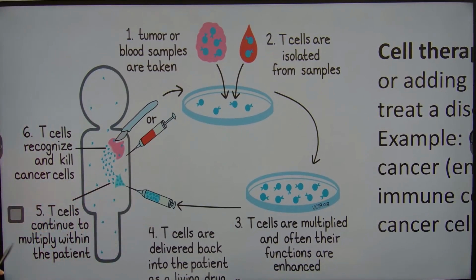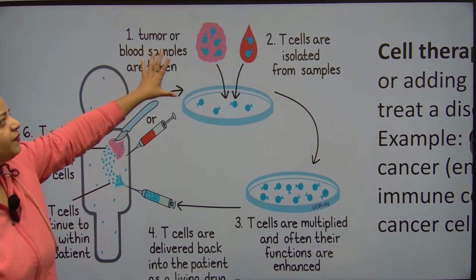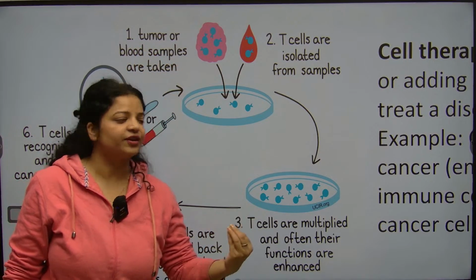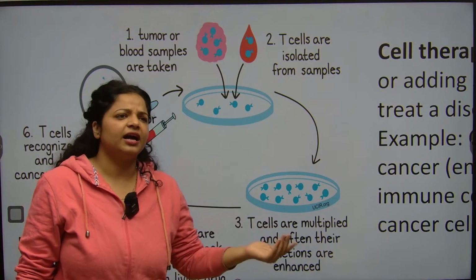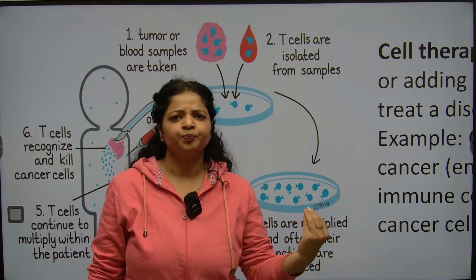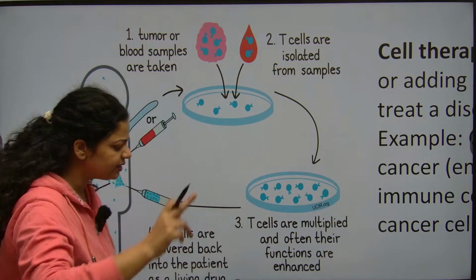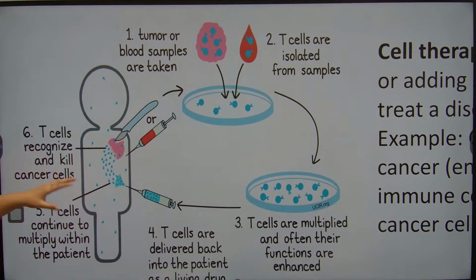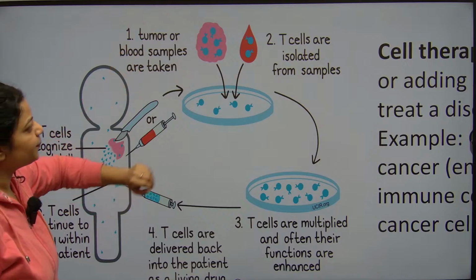Let's say someone is having some kind of problem in the body. Now what will they do? A tumor or blood sample is taken. Let's say someone is suffering from a disease or disorder; they have recognized from the symptoms that it could lead to some major diseases. So let us see what we will do. Under this cell therapy, first of all, we take a sample of the tumor or the blood sample. Second, T cells.